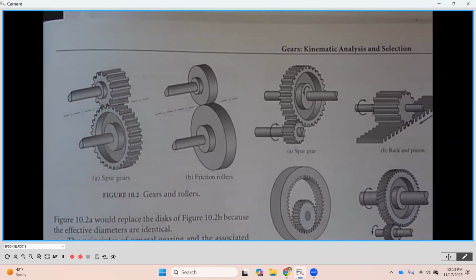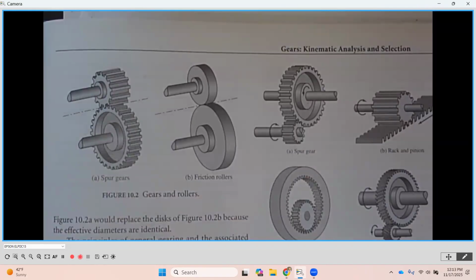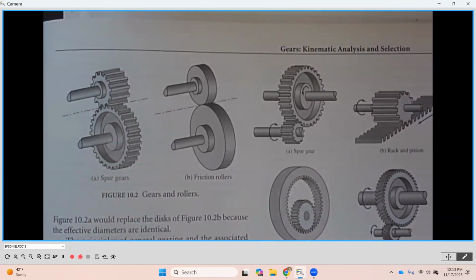Spur gears are what we're going to be looking at for the balance or the duration of this chapter. The reason being is they are the most popular type of gears that are out there used in industrial applications. And the concepts and the relationships that we learn here cross over into the other kinds.